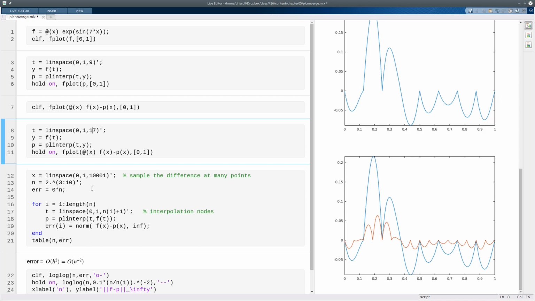To be a little bit more quantitative about that, I'll run an experiment here for many different values of n. I have to estimate the error. I can't compute it exactly, and I'll do that just by sampling the error at a whole lot of points in the interval and taking the max over that. So I construct the nodes, construct the interpolant at those nodes, and then I find the maximum absolute value of the error at my values of x.